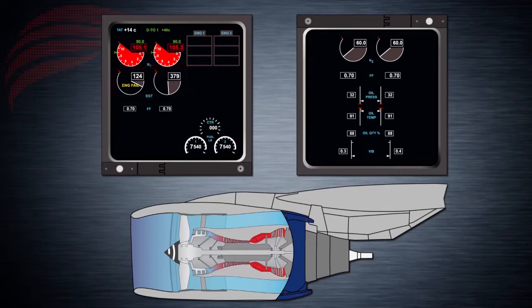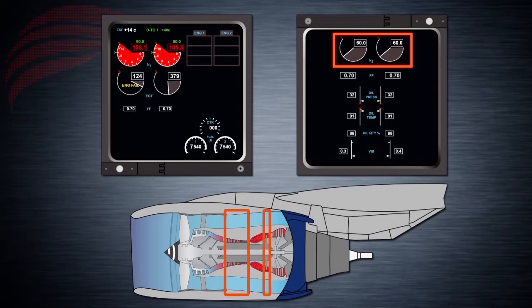Aside from N1 and EGT, the total air temperature is displayed in degrees above the N1 indicators. Similarly to N1, the high pressure shaft speed, or N2, is an indication of high pressure rotational RPM speed. It is expressed as a percentage of a maximum RPM.